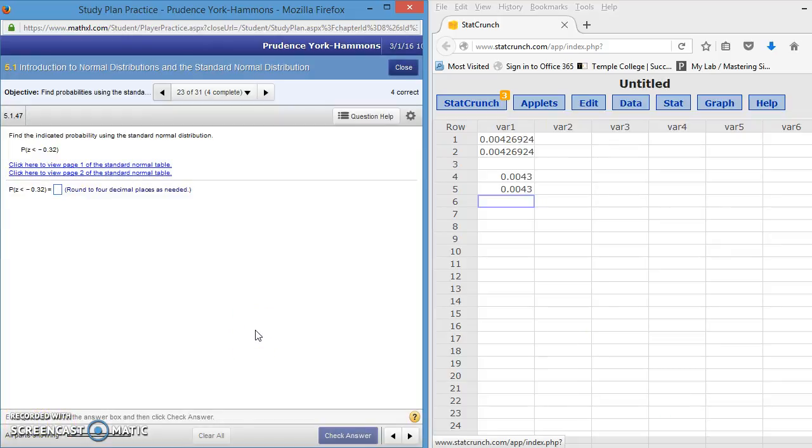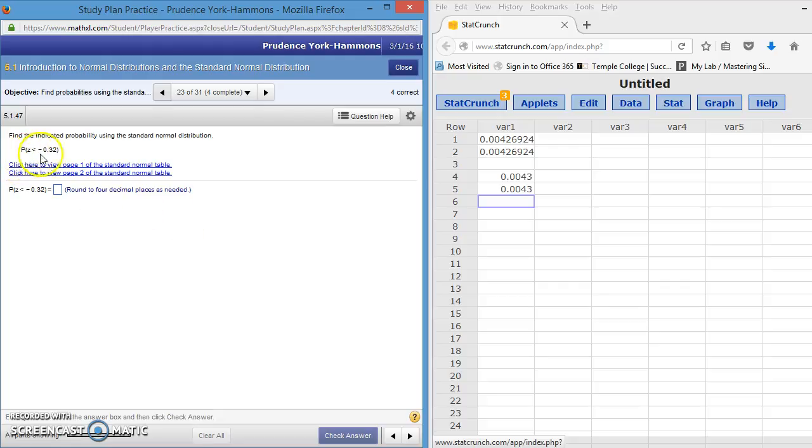And I thought that I might look at this particular problem 5.1.47 from the study plan. In this one, it says find the indicated probability using the standard normal distribution, and it wants the probability that your z value is less than negative 0.32. And so what you need to understand is that when we've been looking at the area under the curve, where the entire area sums up to a value of 1, we've essentially been looking at probabilities.